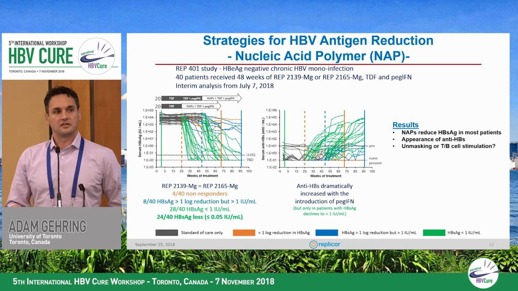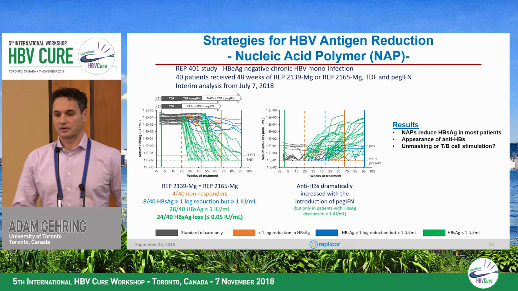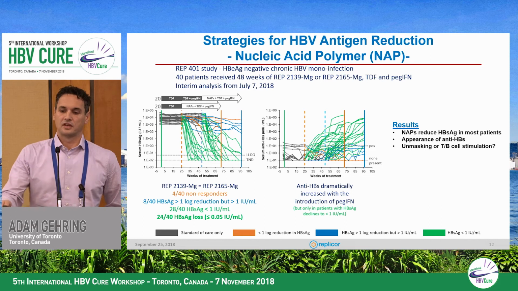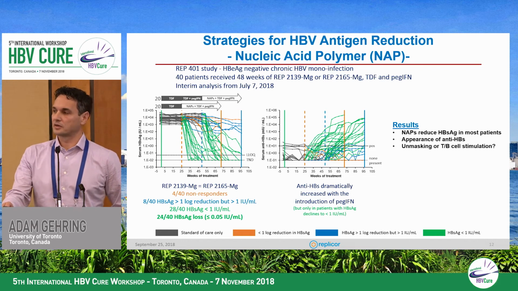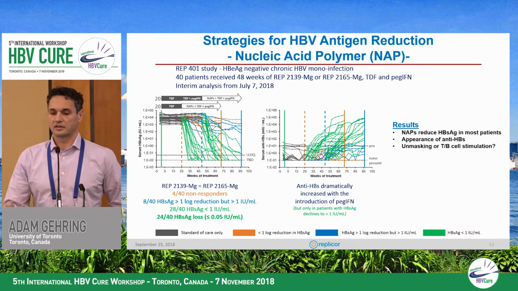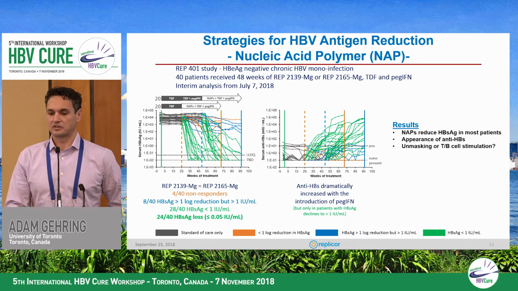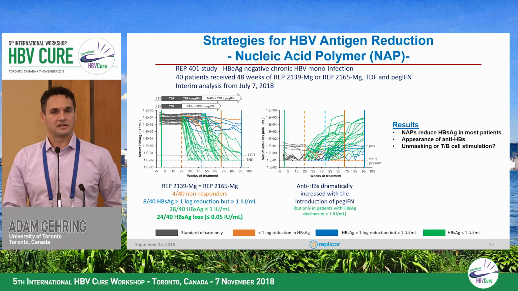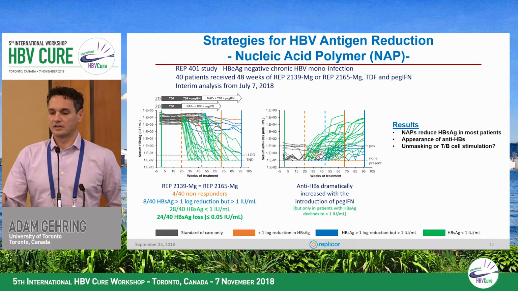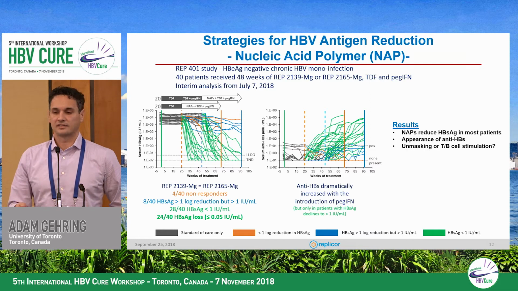And so the other strategy that's also moving forward is the nucleic acid polymers being developed by Replicor. And this is one of their studies using the Rep 2139 and 2165 in E-negative chronic HBV patients. And you can see in the graph on the left, the dotted orange line, the dotted blue line, where they introduced these NAPs into the therapeutic regimen, very significant declines in the HBs antigen levels.